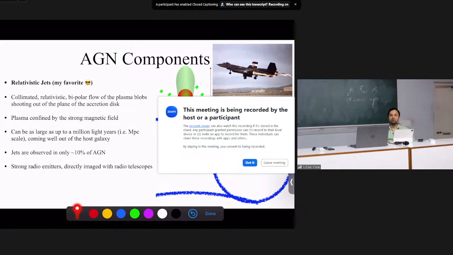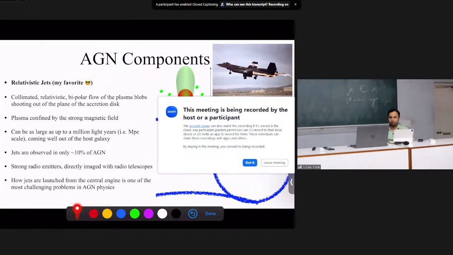This means they are bright in radio because of a process called synchrotron. Have you read about synchrotron radiation? Okay, I will also teach a bit of that tomorrow. But the question is how jets are launched. This is the first question that comes into our mind. Like, okay, such an interesting thing, how did it originate in the first place?